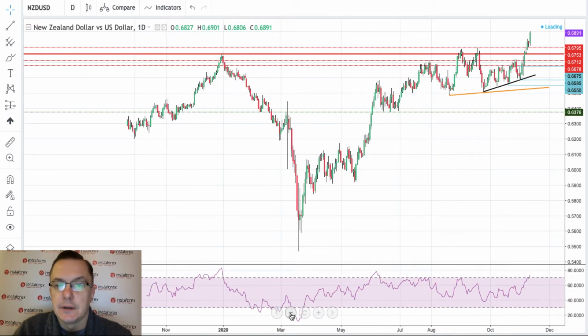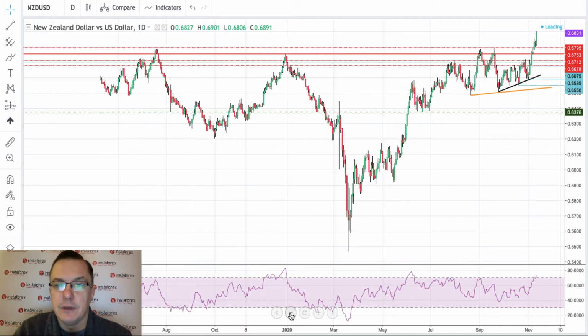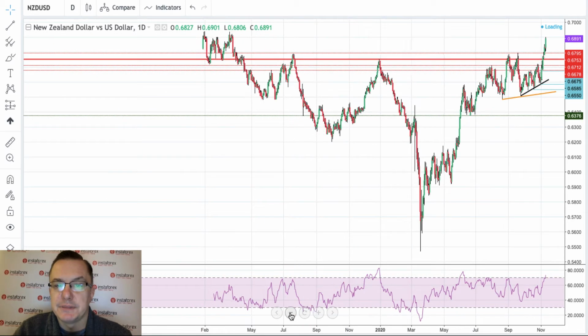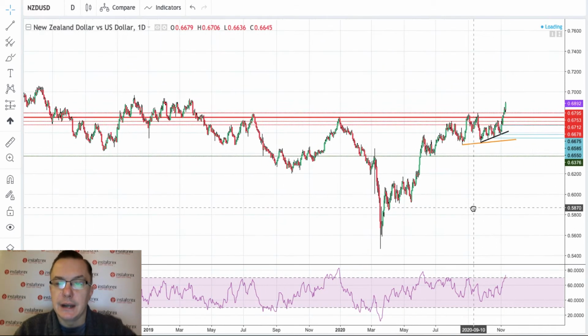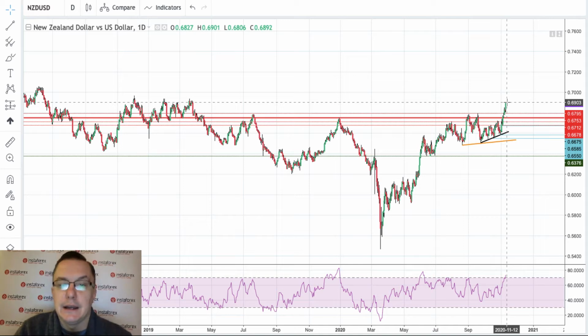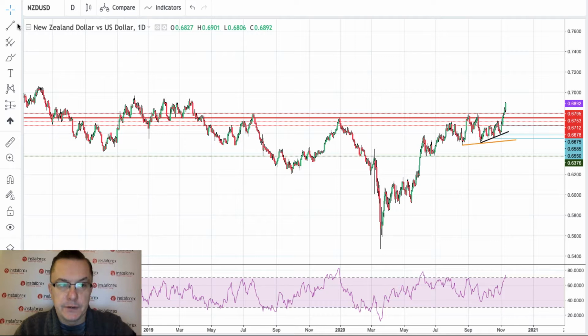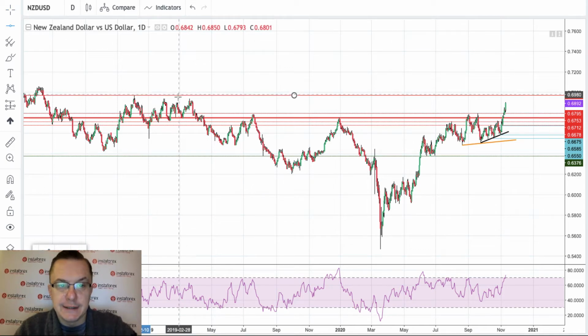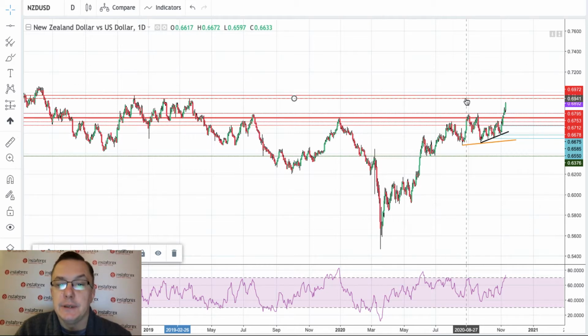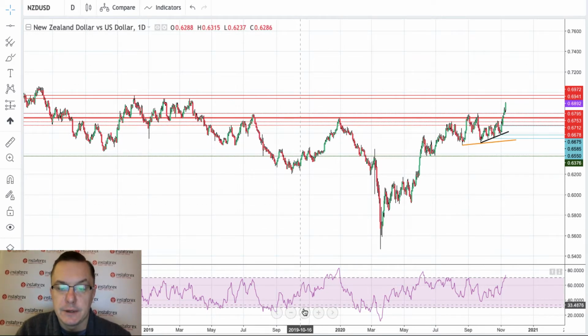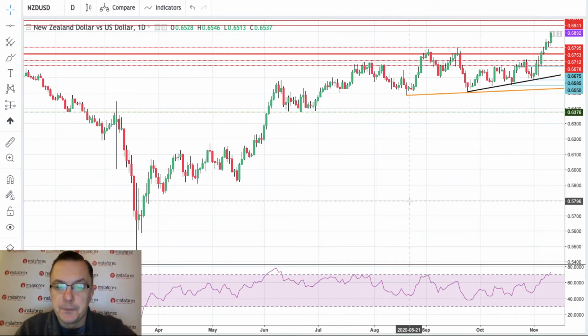Let's take a look at the daily time frame chart and see where we are in a broader perspective on the New Zealand dollar. As you can see, we are clearly heading higher. So where is the next target for the New Zealand dollar in the larger perspective? Well, I think we can easily put some lines here as a target for the New Zealand dollar, and that would be it.